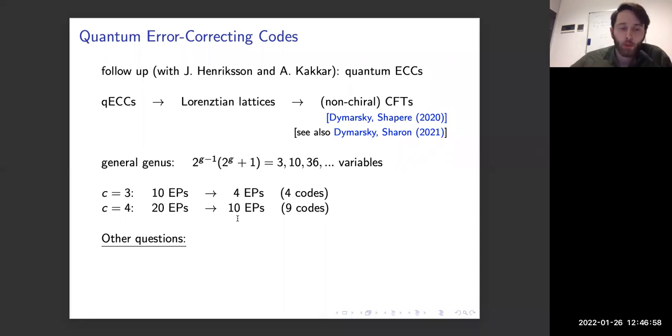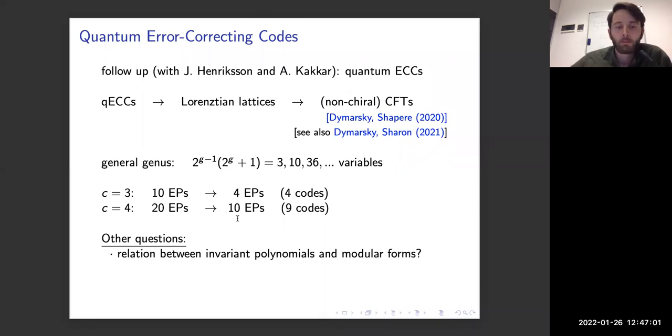And other questions that we hope to address: what's the relation between invariant polynomials and modular forms? So I didn't talk that much about the modular form story, but it's actually a pretty big part of our paper. And that's because it's known that there's a close relationship between the error correcting code enumerator polynomials and modular forms. But if there's any such relationship, or what the nature of that relationship is, it's completely unclear for this generalized quantum construction A. So it'd be interesting to do that.